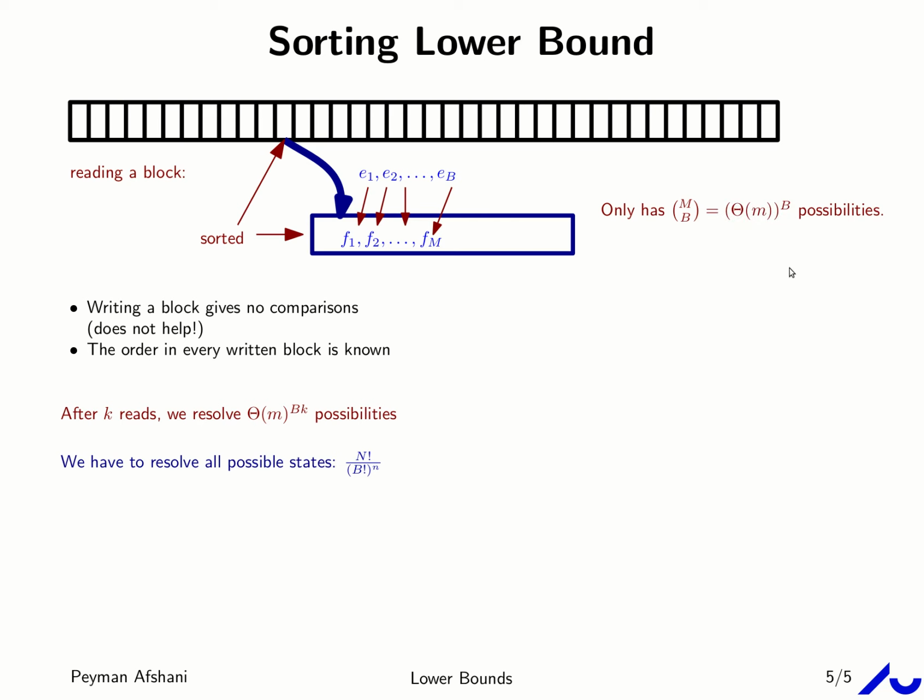So therefore, it must follow that after this many, actually there's a typo here, so there should be a K there. Let me fix that. All right. So this is how many possibilities I can resolve after performing K reads. Obviously, this has to be at least the total number of states that I need to resolve. And now, using a math that is simpler than the previous math, it follows that K needs to be at least this much. So therefore, we obtain this lower bound for the sorting problem.